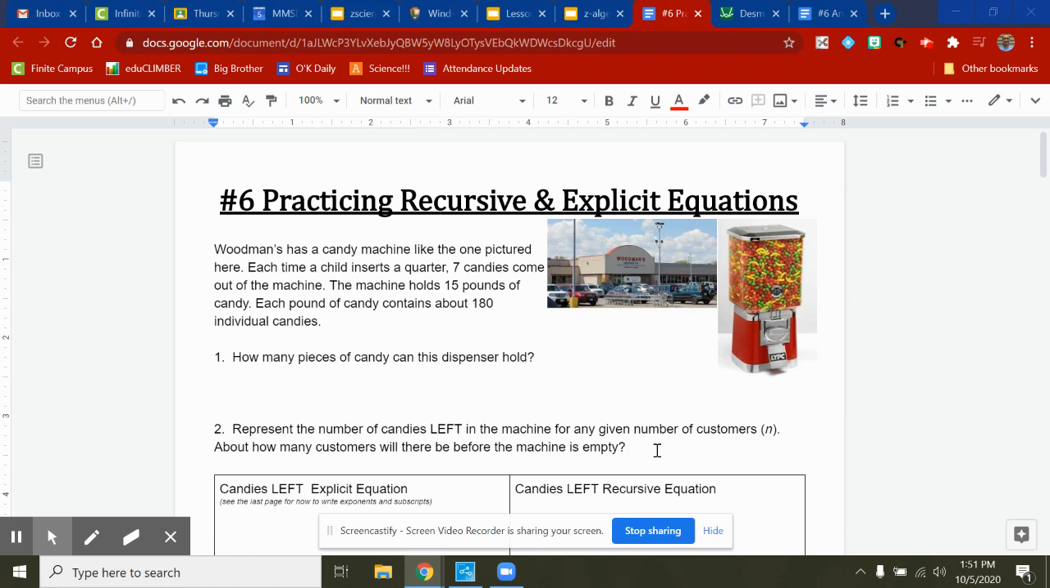Hi, this is going to walk you through the number 6 practicing recursive and explicit equations answer key pretty fast. If you need to pause and study the answer key and come back, you might want to do that too.